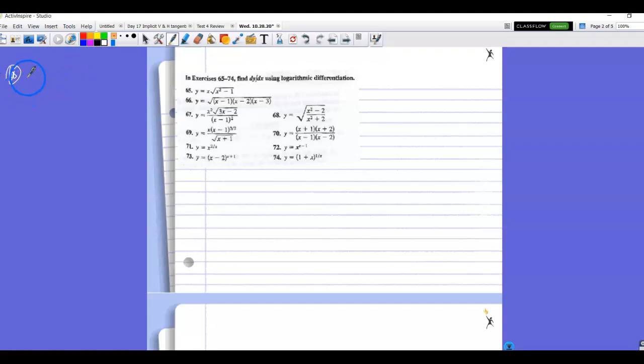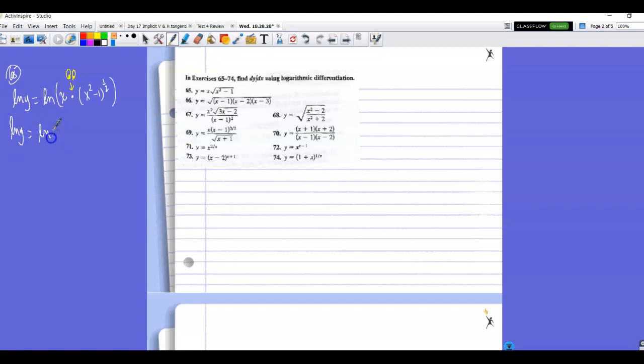So number 65, I'm going to go ahead and take the ln of both sides because we're going to do logarithmic differentiation, so that'll give me the ln of y on the left side. On the right side, I'll have the ln of x times x squared minus 1 to the 1/2 power. The first thing I'm noticing with my math eyes is I see a product, so I can use log properties to rewrite that. That's why we're doing the logarithmic differentiation, to make the problem much easier.